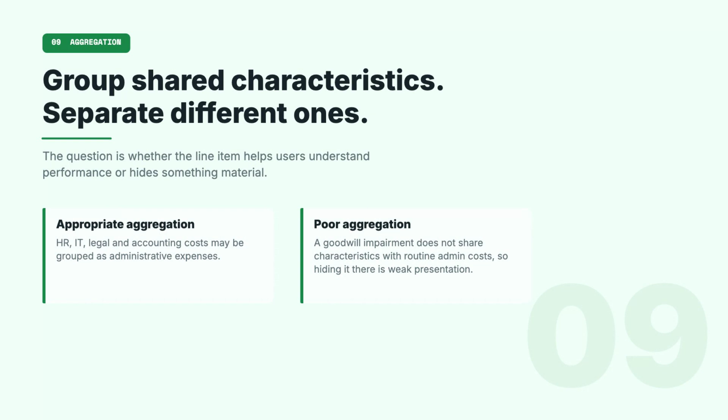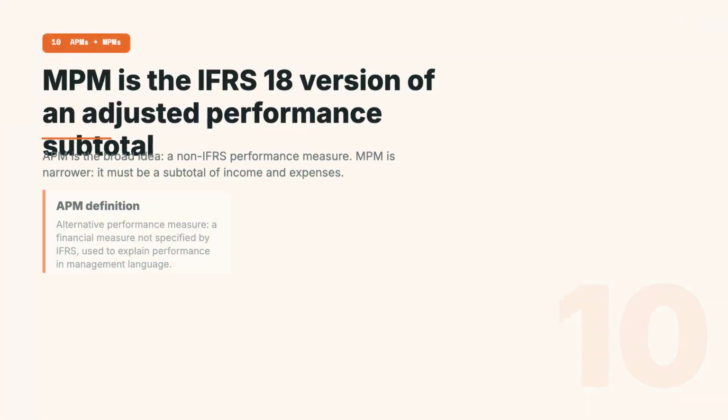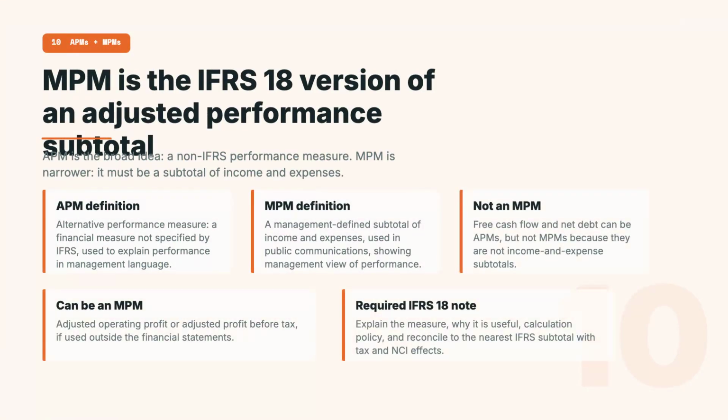In SBR, you may be asked whether the level of aggregation or disaggregation proposed by management complies with IFRS 18. Your answer should explain whether the line item helps or hides understanding. This is the area students often mix up, so separate two ideas. First, APM. APM means Alternative Performance Measure. It is a broad term for a financial measure that is not specified or defined by IFRS accounting standards but is used by management to explain performance or position. Examples could include adjusted profit, adjusted EBITDA, free cash flow, net debt, or constant currency revenue.